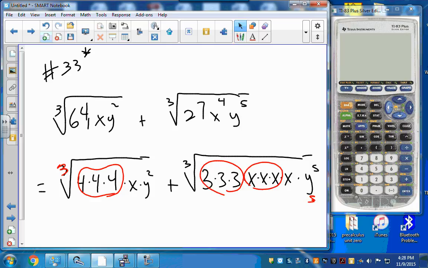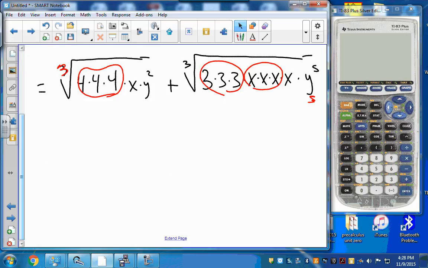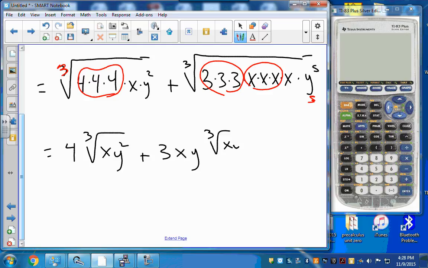And so let's pull the triples out, and let's see what's left. We have 4 cube roots of xy squared plus 3xy cube roots of xy squared. So factor out the cube root of xy squared. And what's left is 4 plus 3xy.